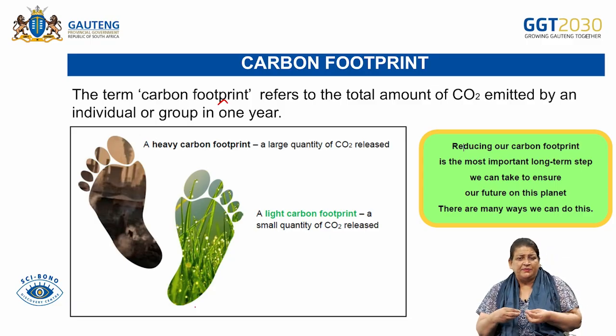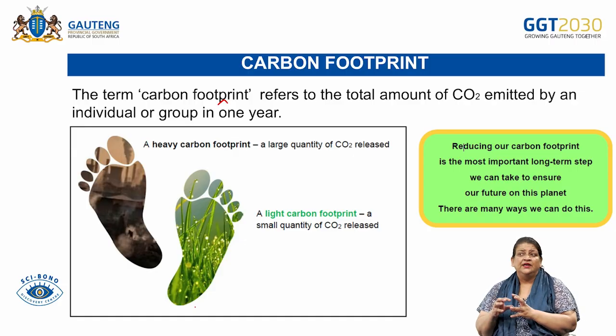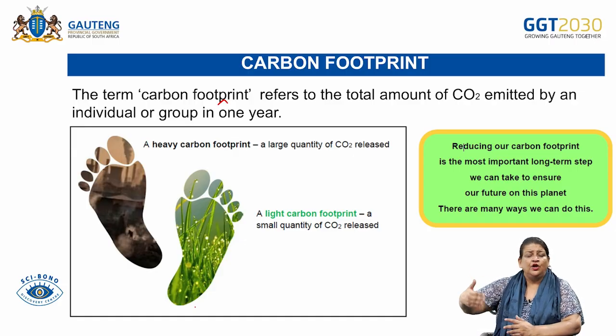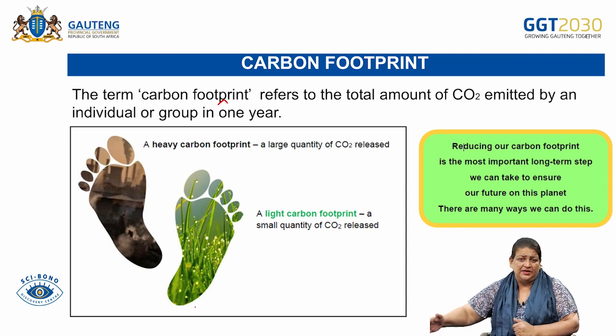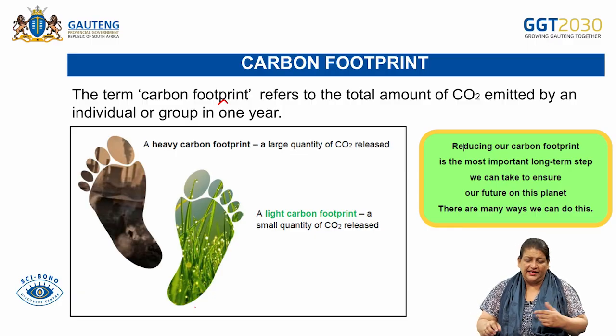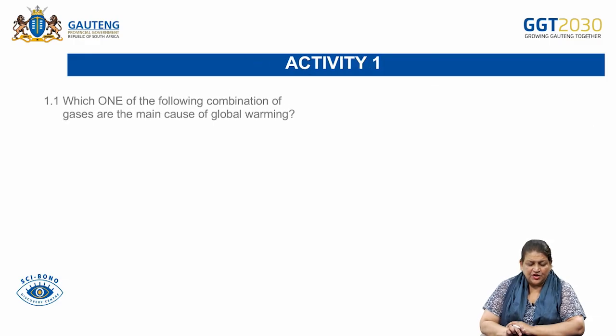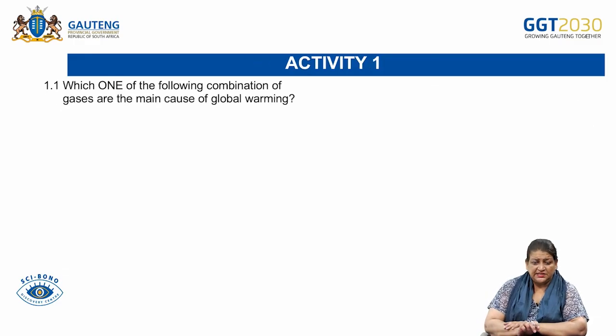I don't need to put my stove on. I'm using solar panels. I don't need to put the geyser on from Eskom. I'm using solar panels. So it means a lot of coal is not going to be used. And what is coal? Coal is carbon. So it means you are producing less carbon dioxide. And that's how you can reduce your carbon footprint on Earth and save our planet. So let us look at some of the activities, learners.